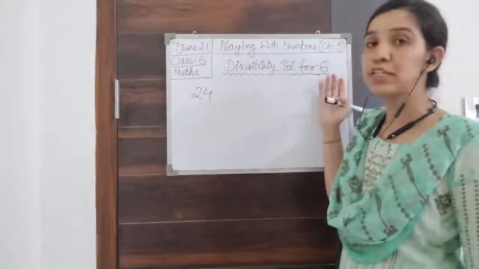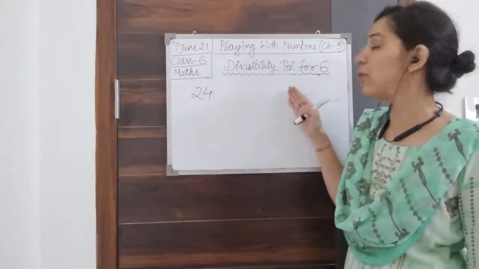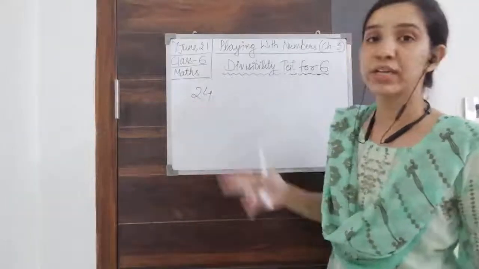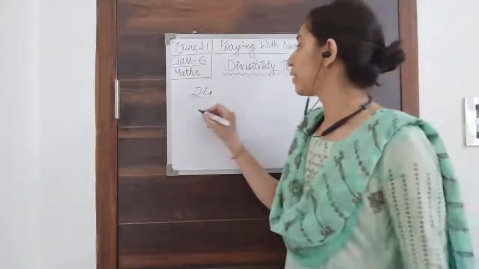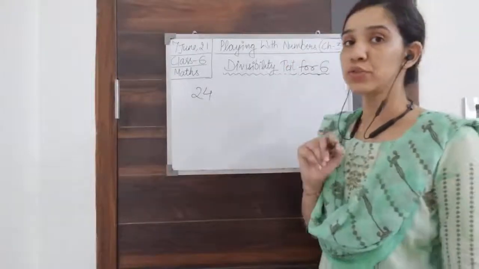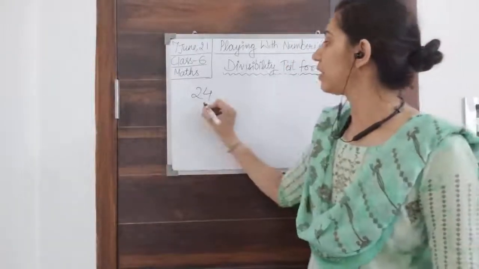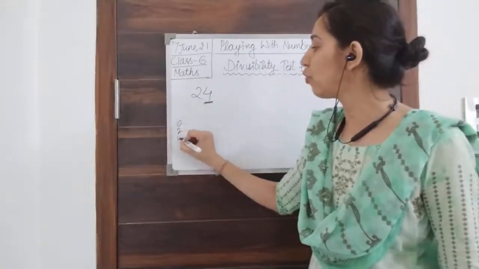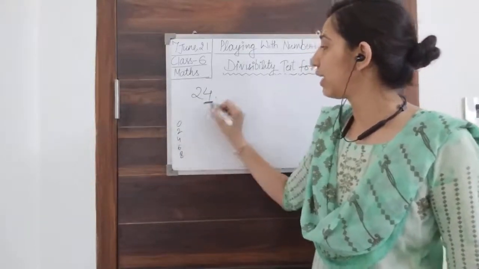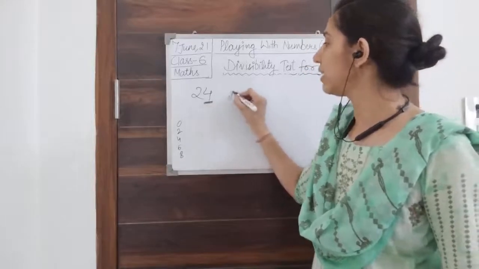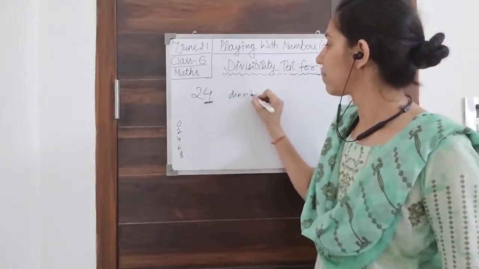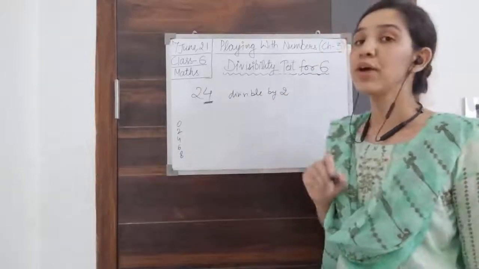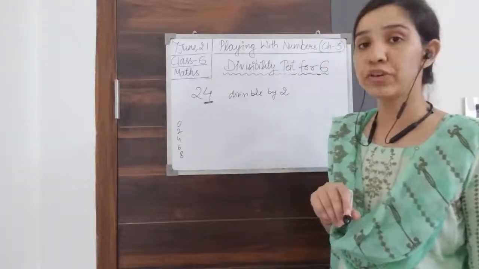Okay, so it depends upon divisibility test for 2 and divisibility test for 3. इसको चेक करते हैं. 24 divisibility test for 2 क्या था, याद करिए. उसमें था लास्ट डिजिट, वंस डिजिट should be 0, 2, 4, 6 or 8. It is 4. It means it is divisible by 2. ठीक है.